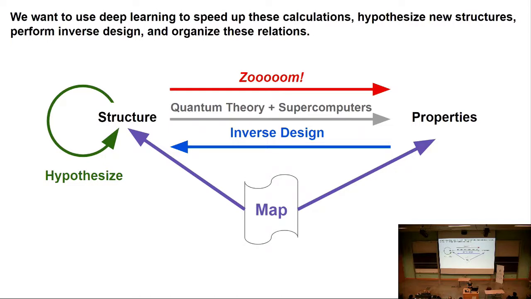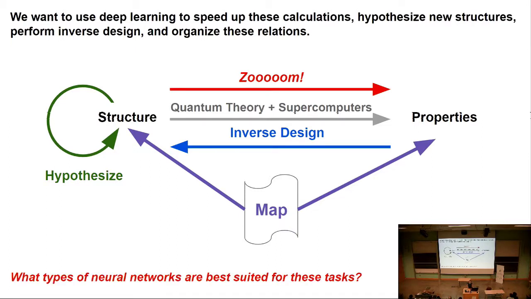And then furthermore, I want a way to make sense of all these relationships. So I don't just want to be able to go back from structures and properties. I would like a map that tells me where I am going in chemical space and what that's going to get me property-wise. So I want to use deep learning for all these things. And the question comes up, what types of neural networks are best suited to these tasks if we do want to use deep learning for them?